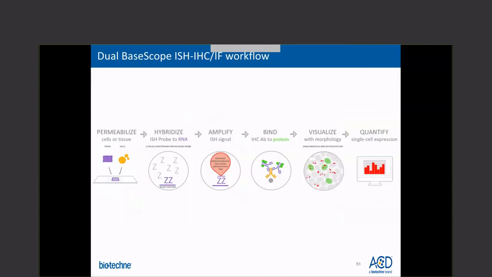BaseScope can also be performed in combination with immunofluorescence. This natural complementarity of these assays allows for the detection of RNA and protein targets of interest on the same sample section. The BaseScope assay is performed first, followed by IHC or IF assay.